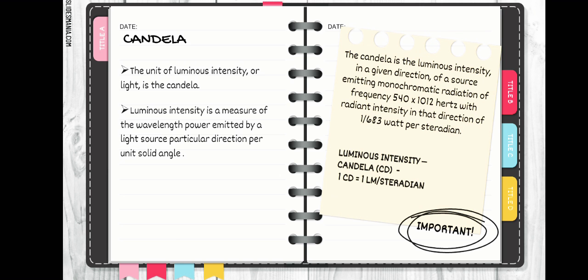Next, the last one is the candela. Candela, the unit of luminous intensity or light, is a measure of the power emitted by a light source in a particular direction per unit solid angle. So 1 candela is equivalent to 1 lumen per steradian.